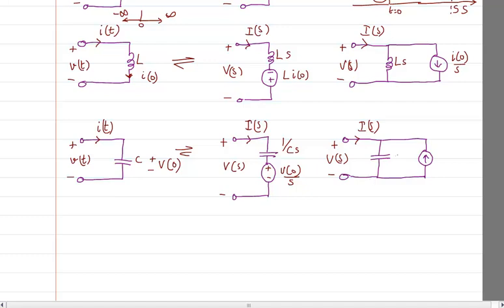And if you are trying to use a parallel circuit, you will get, again, this is 1 by Cs, and this will be CV0. So if you want to use this circuit or you want to use this circuit, that is your choice. You can use whichever circuit you feel is easy for you to solve. Generally, I use the first circuit.